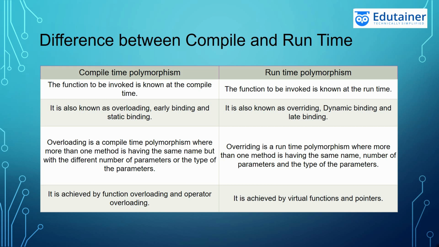Overloading is a compile time polymorphism where more than one method has the same name but a different number of parameters. So in overloading we have compile time polymorphism in which we have methods with the same name but a different number of parameters or arguments. But in overriding we have more than one method having the same name. Compile time can be achieved by function overloading and operator overloading, whereas runtime can be achieved by virtual functions and pointers.